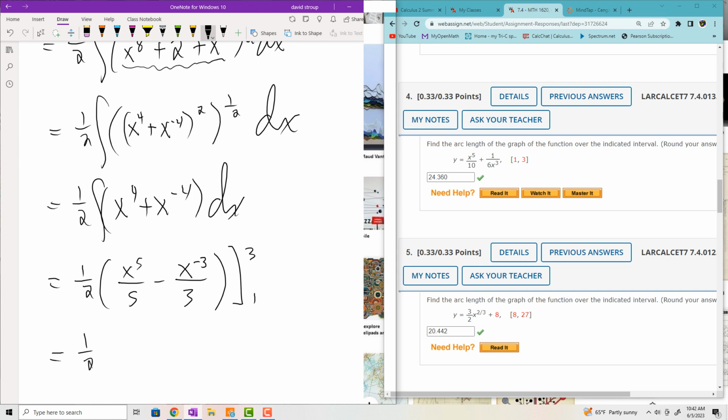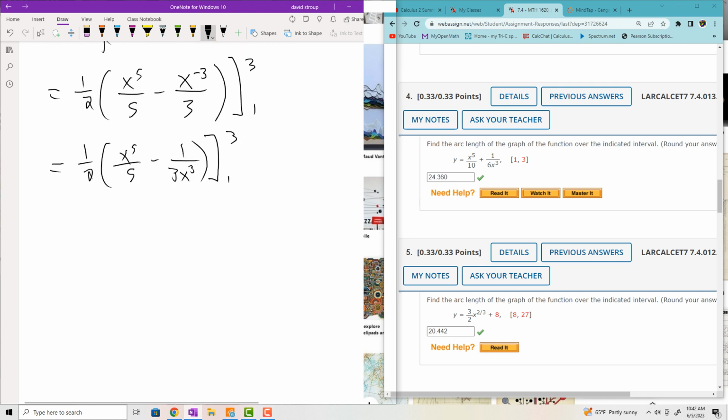So this will be 1/2. Let me rewrite it without the negative exponent, if you don't mind. And I'll be going to my calculator to evaluate the answer. So I get 3 to the 5th over 5 minus 1 all over 3 times 3 to the third, which is 3 to the fourth, minus 1/5 minus 1/3.